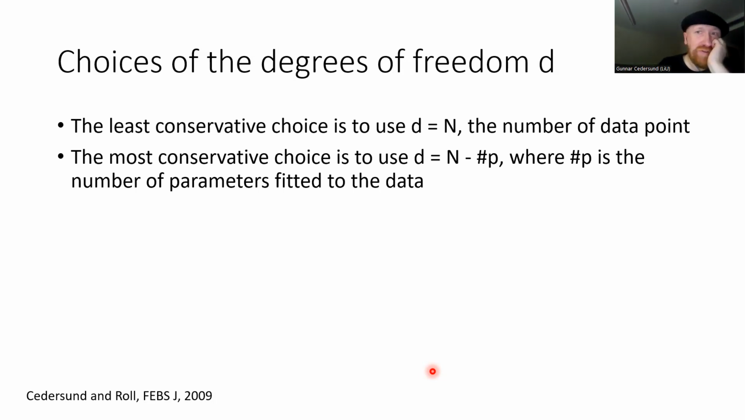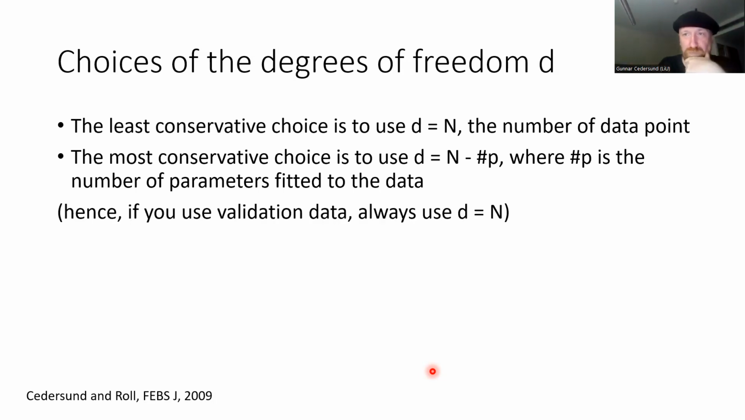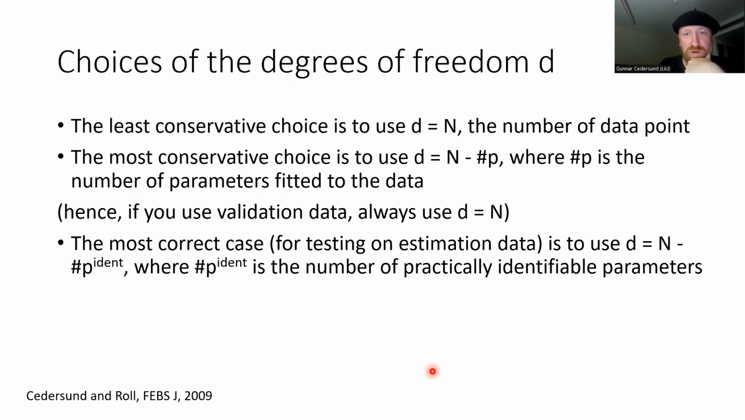But if the parameters are not identifiable, they will not be independent. So therefore, maybe you shouldn't take all of the parameters. Then maybe you should use just the number of identifiable parameters that you compensate for. So the question is, how many identifiable parameters do you have? Yeah, and that depends on where you put the cutoff of what is identifiable and not. So you see here that there is a scale ranging from degrees of freedom equal to the number of data points, to degrees of freedom equals number of data points minus the number of parameters, and probably the truth is somewhere in between. So this means that you have a judgment call within this range.